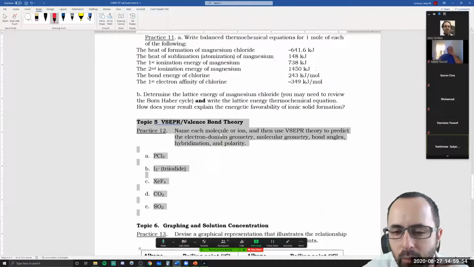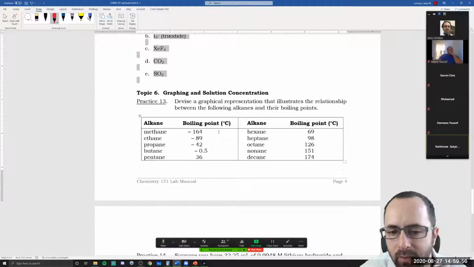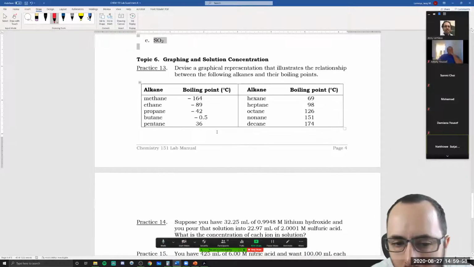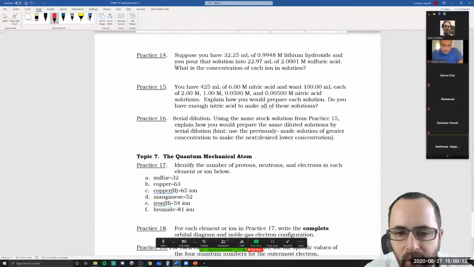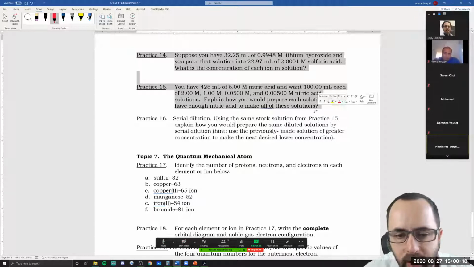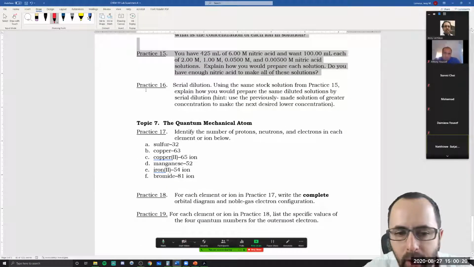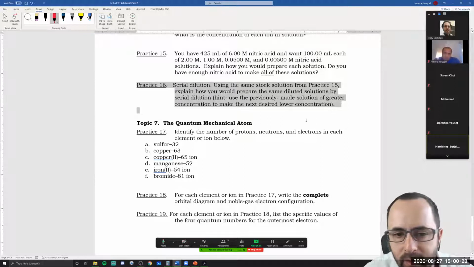When I did the review last week, I tried to hit the high points, the most important parts. But of course, you learned a lot in Chem 150, and I can't cover it all in a couple of lectures. So this one's just drawing a graph, basically. These ones here are more solution stoichiometry problems like I covered last week. This one is a serial dilution like I covered last week.